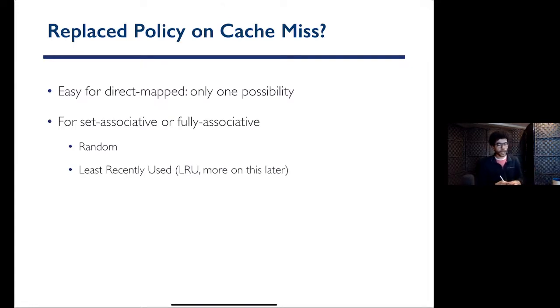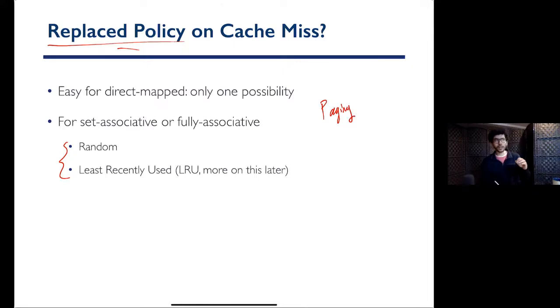The other option that you have is to evict maybe the least recently used one. So you look at when was the last time you used a block, and you pick the one that was used least recently. Now we're going to talk about different replacement policies later on when we talk about paging.